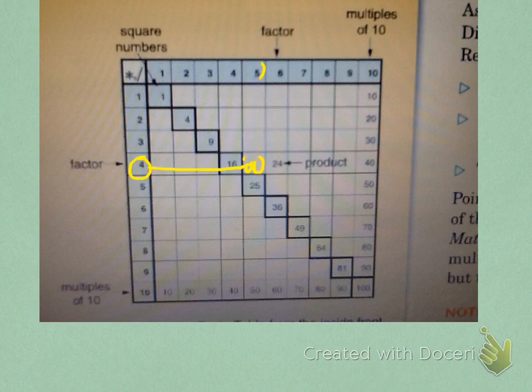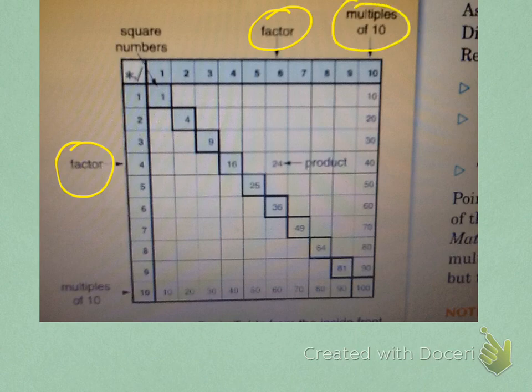Now, if I take that off, let's pay attention to some of the other things that we have here on the chart. So I talked about the factors on both sides. I mentioned multiples in the previous slide, and here if you look down this column of tens, you see the multiples of 10. And if our multiplication chart were filled in, I could look at this chart and give you the multiples of any factor. So I could give you the multiples of 9, I could give you the multiples of 6, and so on. So that's how we do multiples.